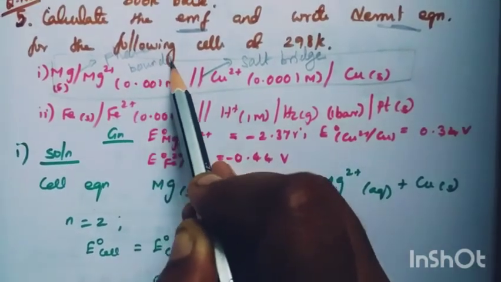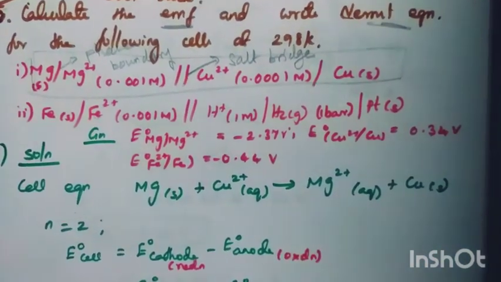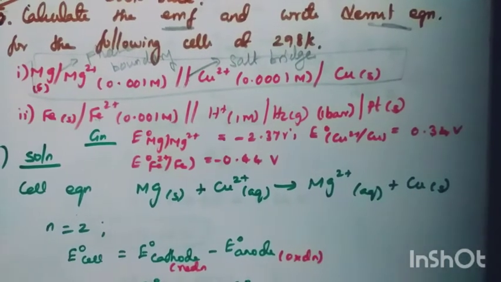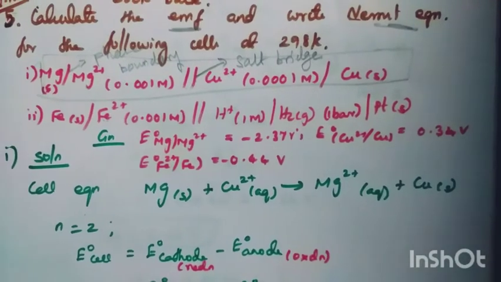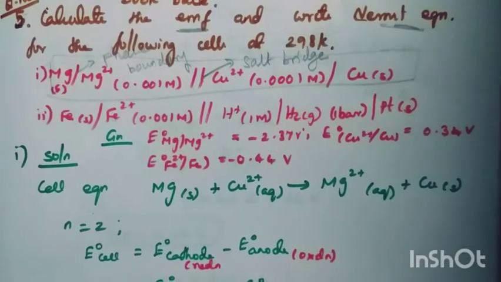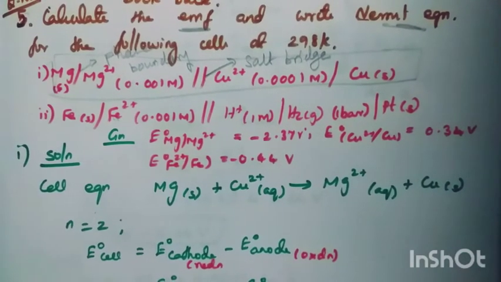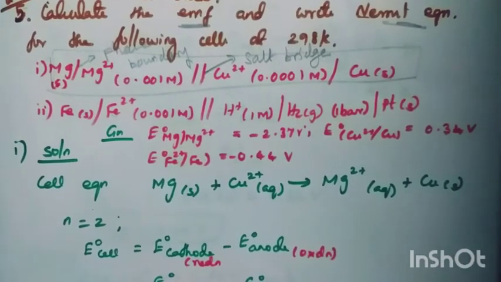What does this phase boundary represent? This phase boundary means it has a tendency to separate the metal and its ionic solution. So this single vertical line means a phase boundary, which separates the metal electrode and the ionic solution. The salt bridge separates the two half cells.